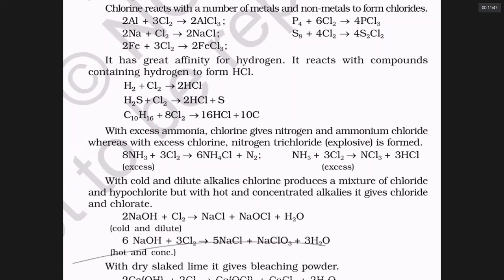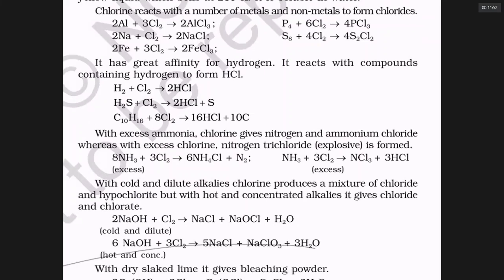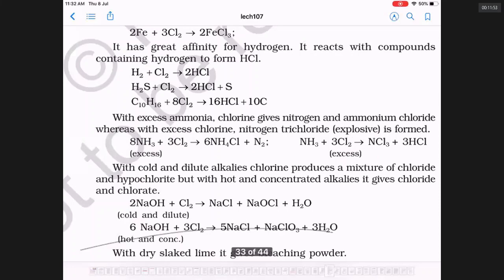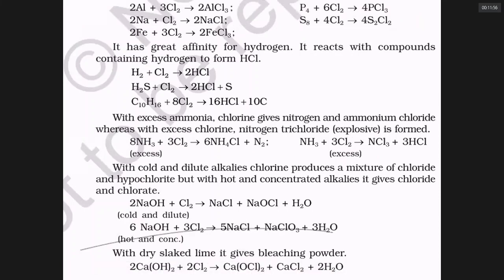Sir, which reaction can you take here? This reaction with ammonia and chlorine was asked many times. What happens if excess of ammonia reacts with chlorine? What happens when excess of chlorine reacts with ammonia? If ammonia is in excess, you get N2 gas and ammonium chloride. If chlorine is in excess, you get NCl3 and HCl.